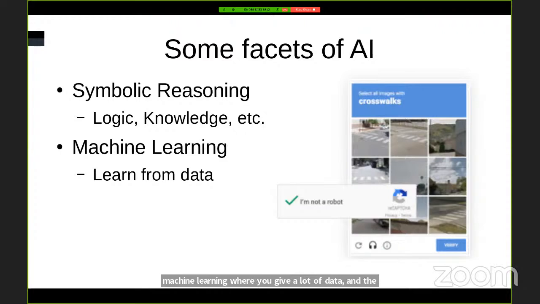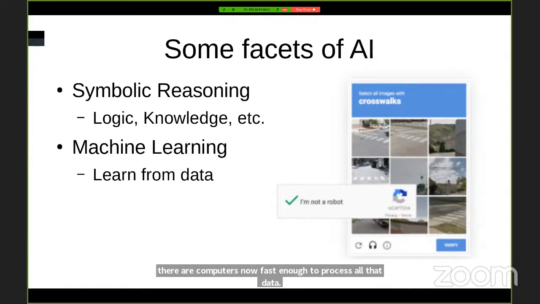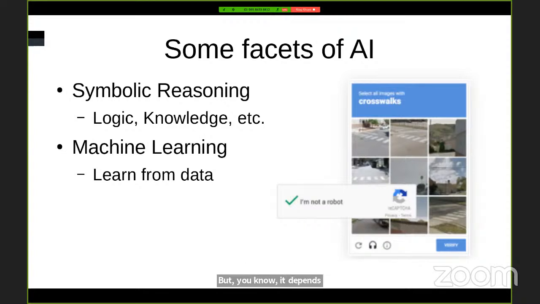It's turned out to be hugely successful these days, because there's now a lot of data available from people, and there are computers now fast enough to process all that data, the large amounts of data. But the pendulum keeps swinging from machine learning to symbolic reasoning to machine learning and back again.